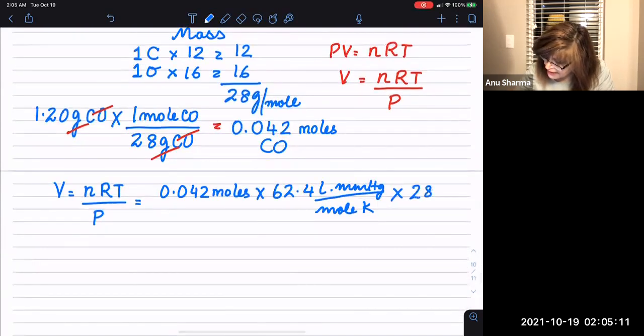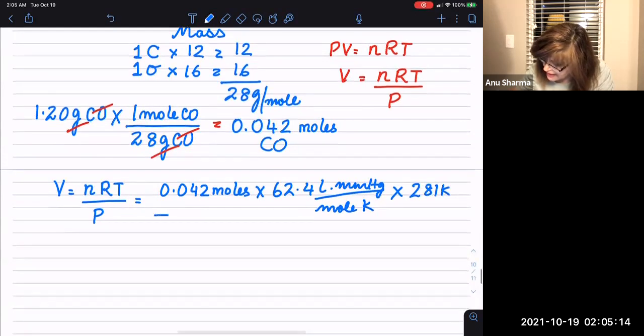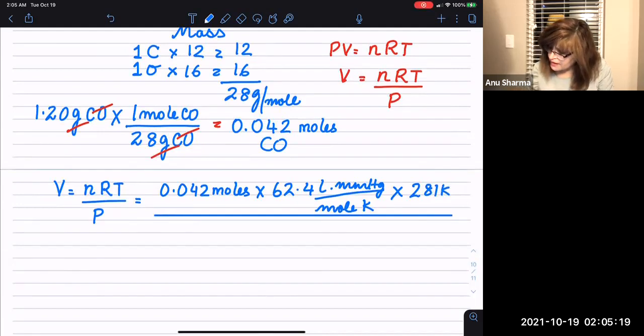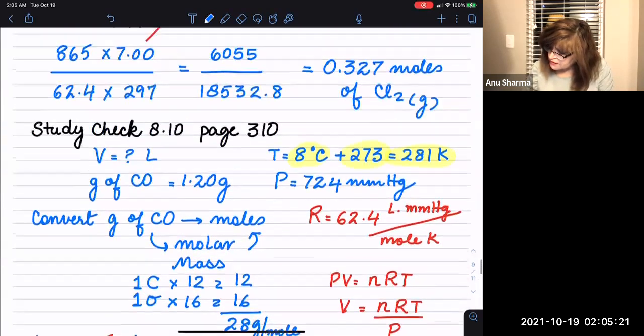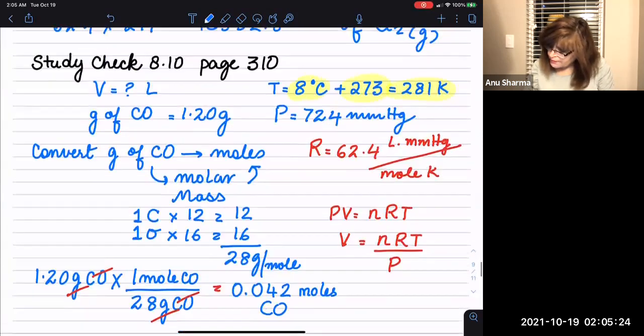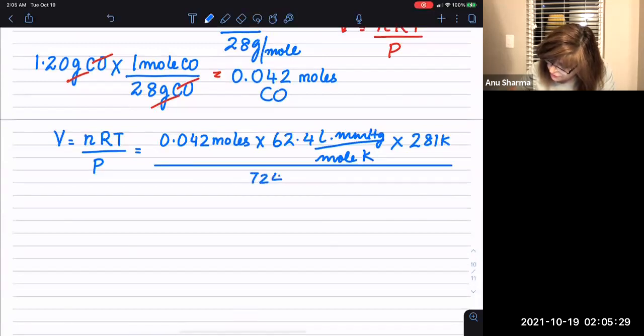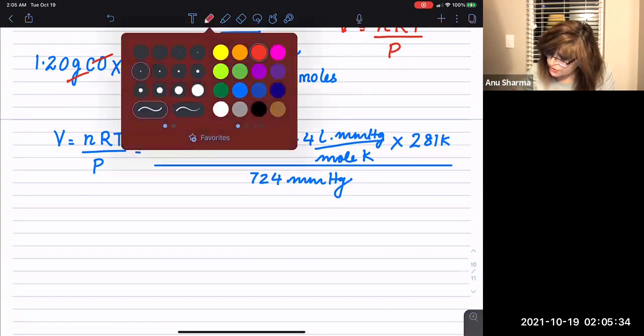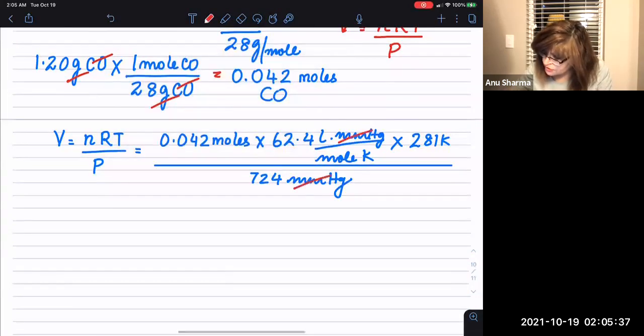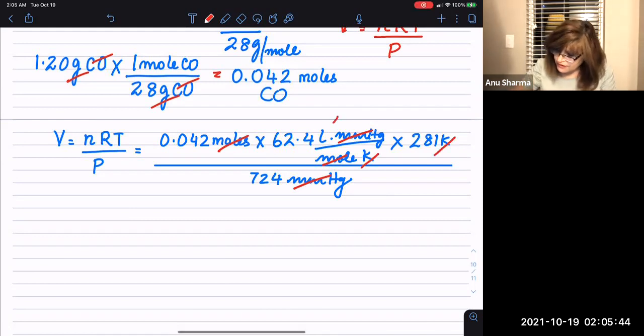281 K. Divide all of this by the pressure. And the pressure is 724 millimeters of mercury. So here the millimeters of mercury cancel out, moles and moles cancel out, K and K cancel out, and you're just left with the unit of liters for the volume.